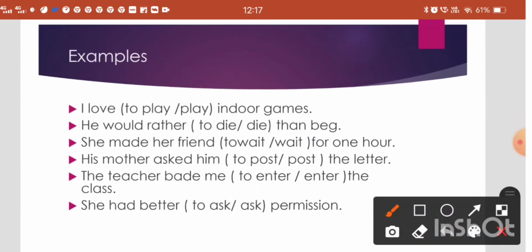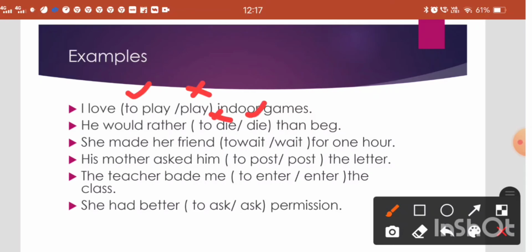Now, these are the examples, and you have to find out whether the bare infinitive is correct or the infinitive with to is correct in a particular sentence. I love to play or play indoor games. To play is correct, not play. He would rather die or to die. As I have told you, such expressions take bare infinitive, so die is correct.